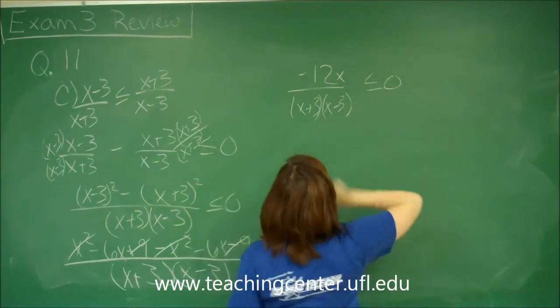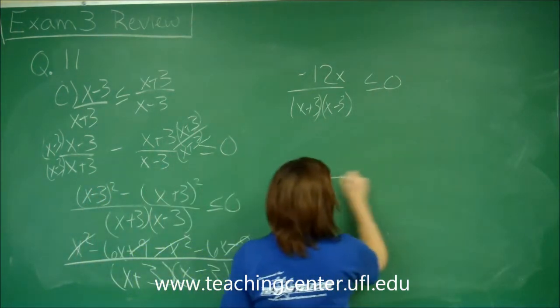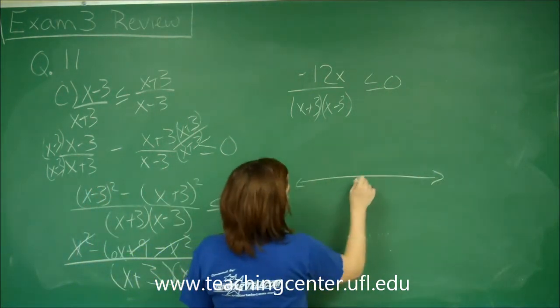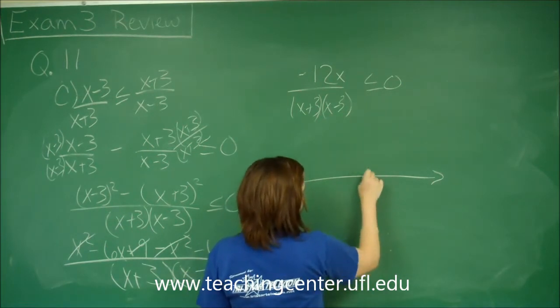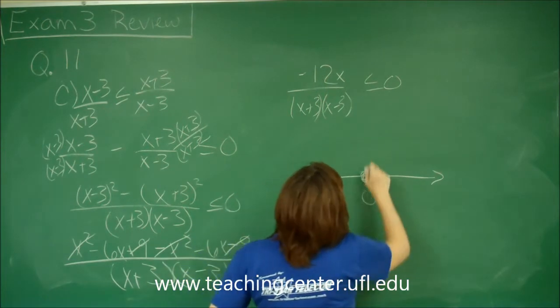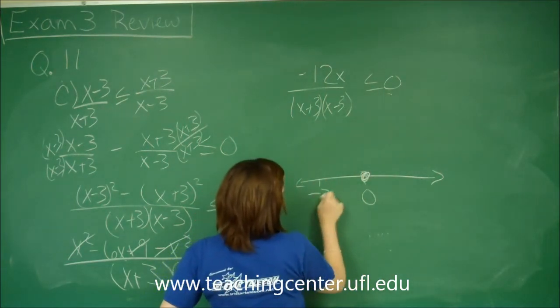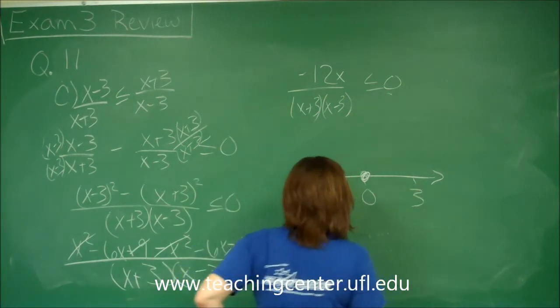So we're going to set the top and bottoms equal to 0 and put those values on our number line. The top, just x equals 0, and we can include that because it'll equal 0, this will equal 0, and we want less than or equal to, and then we get a negative 3 and a positive 3.